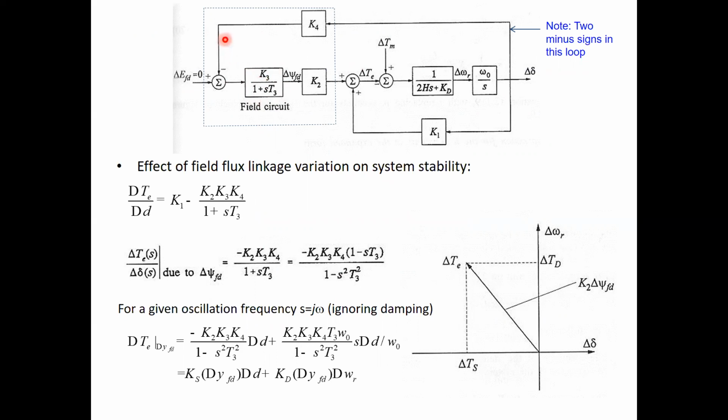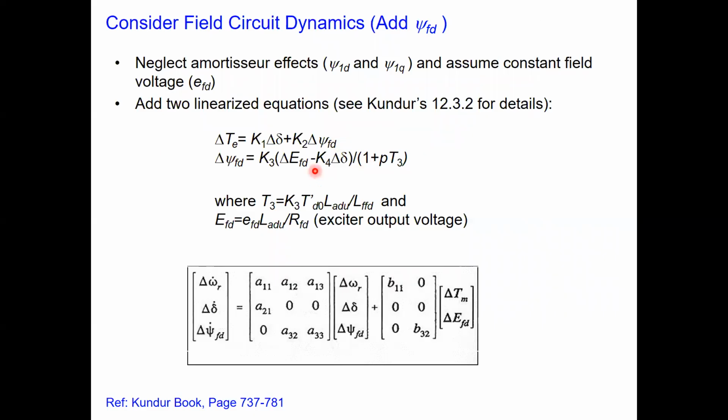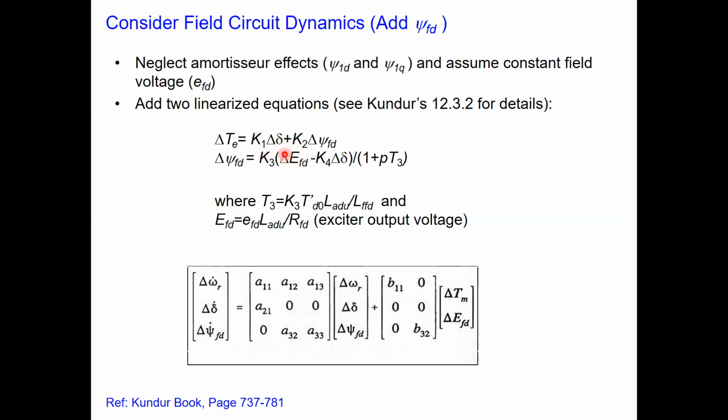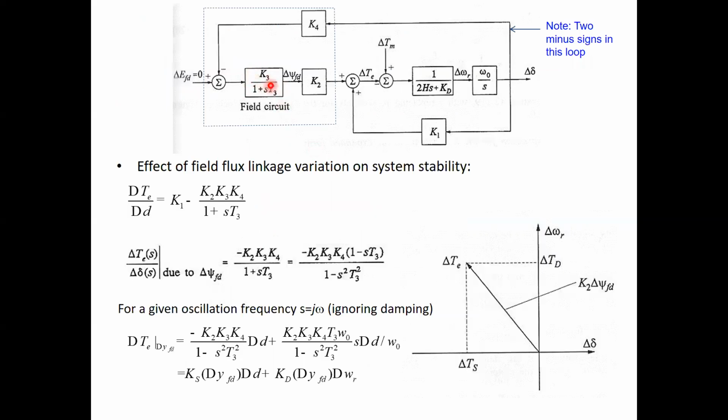And now, when you go back, del psi D is K3 times this quantity minus K4 times del delta, right? So you look here, this is del EFD plus K4 del delta. K3 times del EFD, at the moment, could be a constant value or a zero value, minus the difference of this one. So we have this quantity here, right?